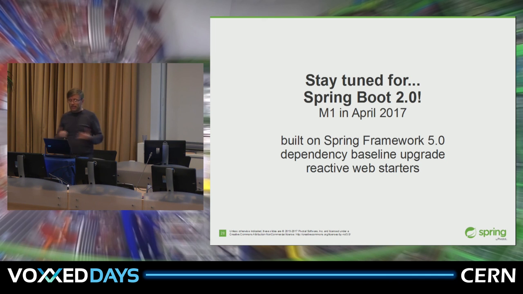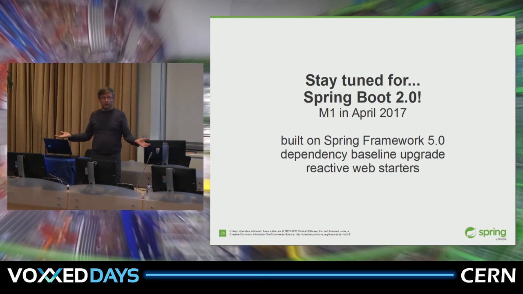All right, this is basically the story, the strategic perspective on what's happening in Springland in 2017. We typically already have a plan beyond, but first of all, we are very committed to delivering Spring Framework 5.0 and Spring Boot 2.0, and then we're going to take it from there, essentially.